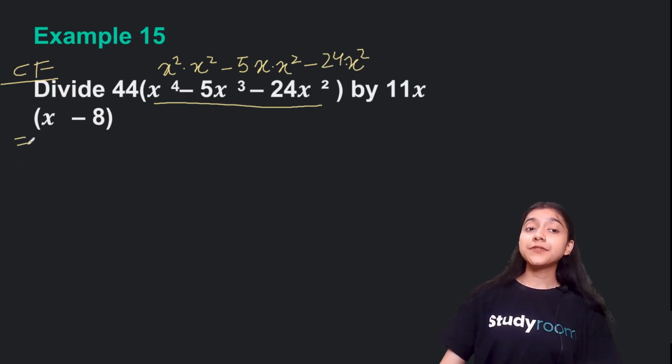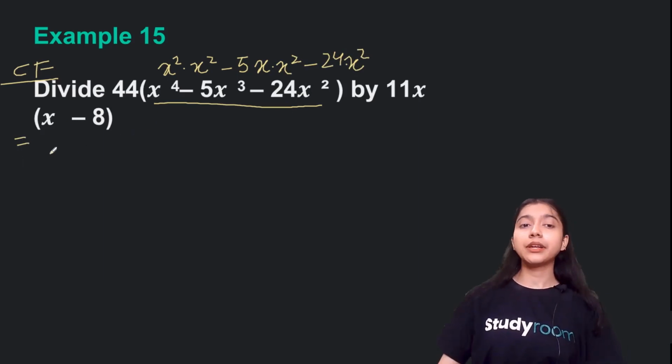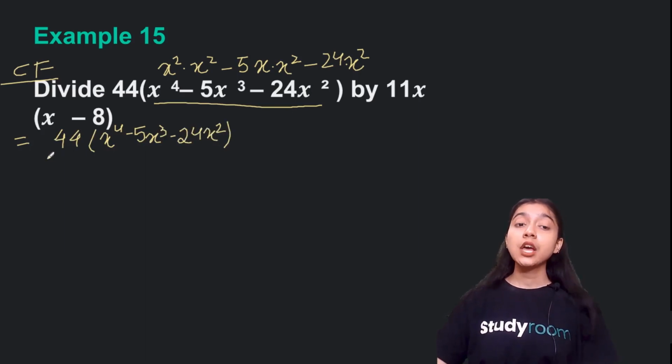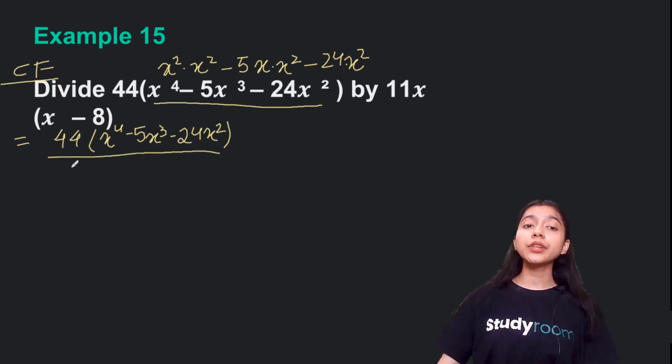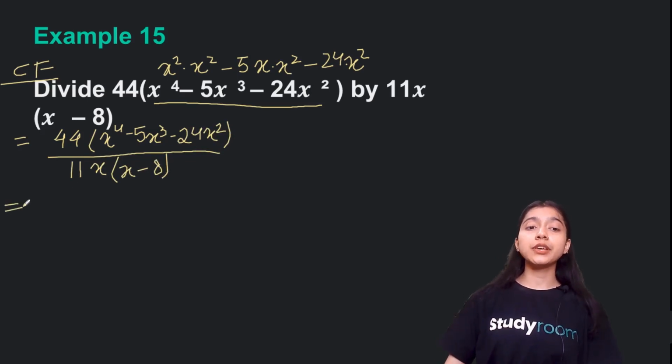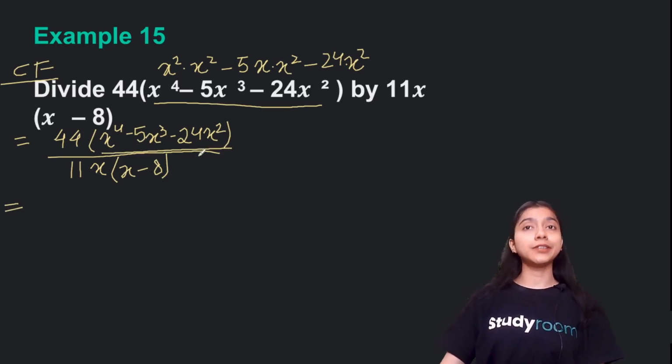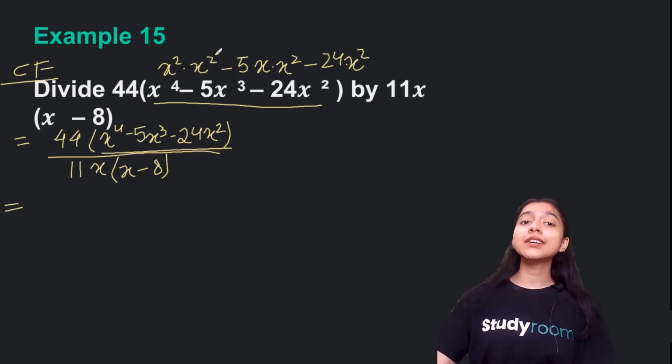Now, we'll divide it and use this common factor method. First up, we have 44x to the power of 4 minus 5x cube minus 24x square as the dividend given to us. We have to divide this entire thing with 11 times of x whole multiplied with x minus 8. Now what we have to do is, we have to take the common factor outside from this numerator. The common factor over here is x square.